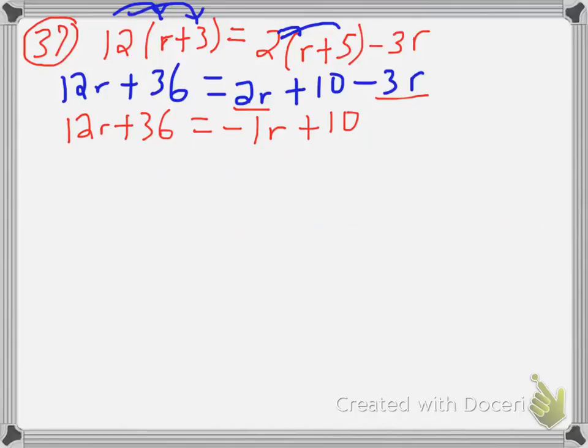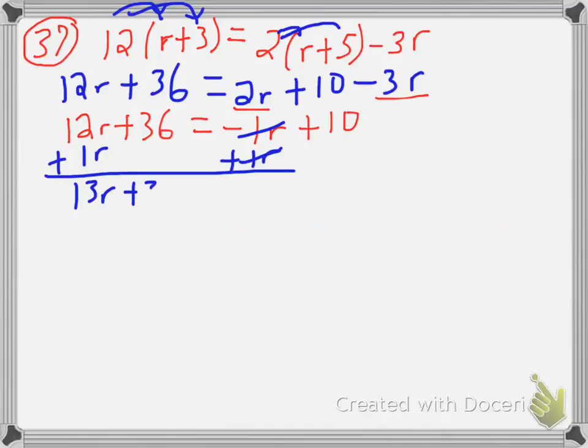Now that I've combined my like terms on that side, I need to work to get my variables to one side. That's a negative r, so I'm going to move my negative r. So that's a negative, so I'm going to go plus 1r and plus 1r. The negative 1r and the positive 1r cancel, and that leaves us with 12r plus 1r is 13r. I still have the plus 36, and over here I still have the 10.